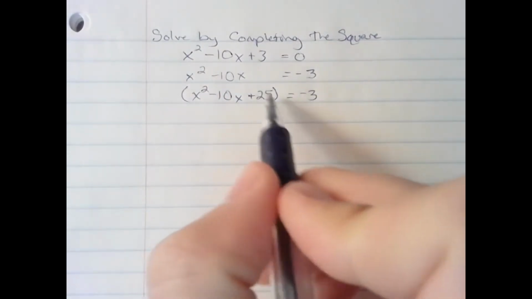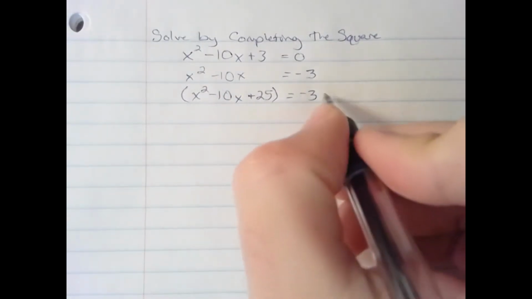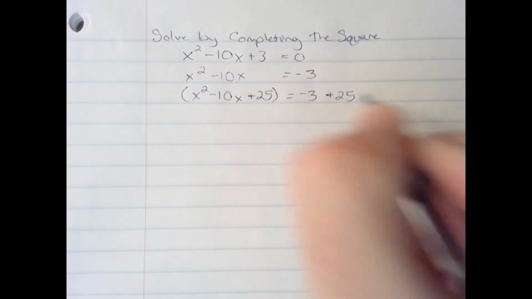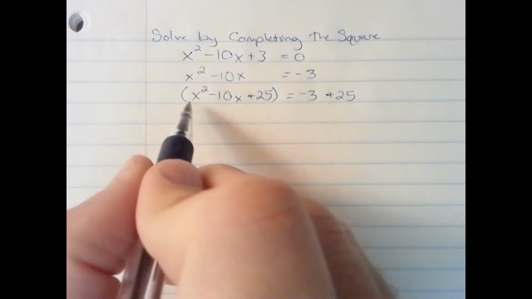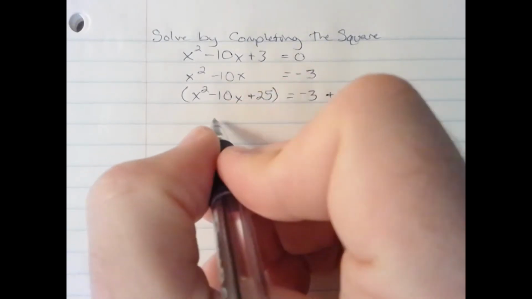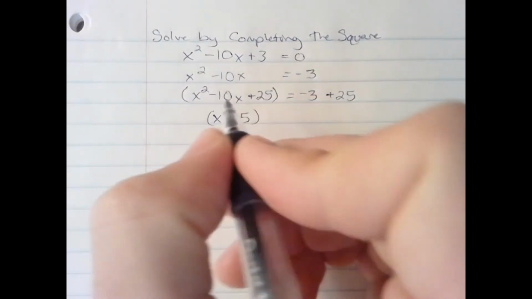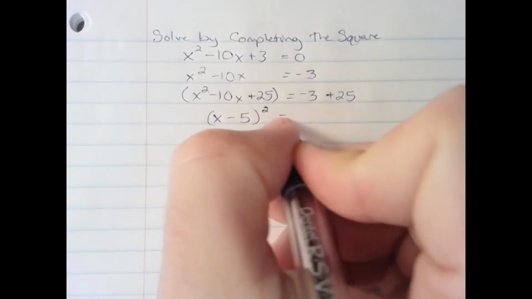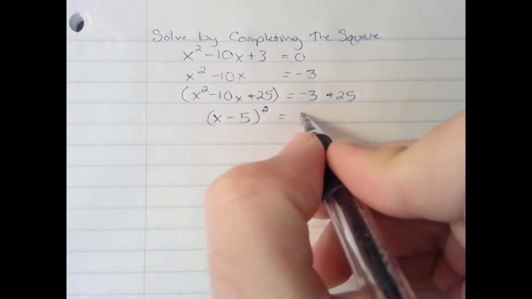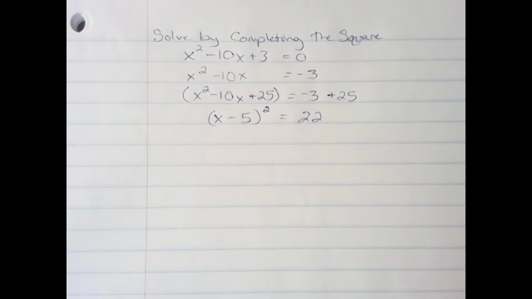But I added 25 to this side of the equation. I need to add 25 to the other side of the equation to keep it balanced. Perfect square trinomials factor in a special way. This will factor into x minus 5 times x minus 5, which I can show by squaring it. On the right, I get a 22.